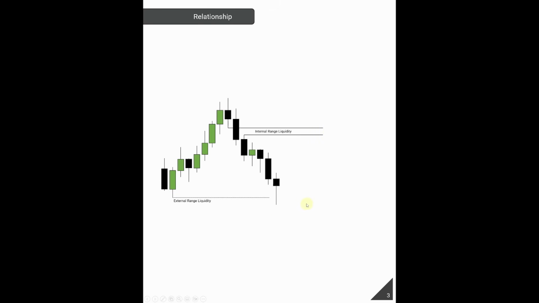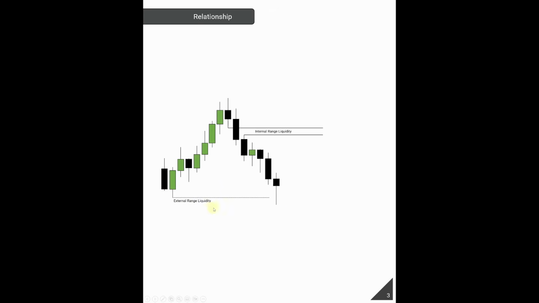Now the market only does two things. It either reaches for old highs or old lows, or seeks to rebalance a fair value gap. So understanding this, how do they work together? Well, after taking external range liquidity, price will seek internal range liquidity. After reaching internal range liquidity, price will reach for an old high or old low, or external range liquidity.